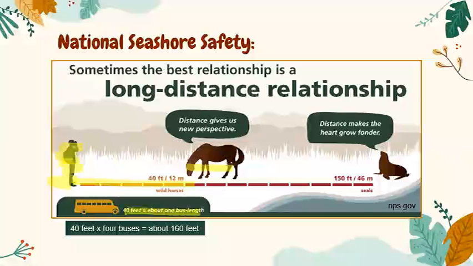Now, if we're talking about wild seals, we want to stay about 150 feet away from them. And that would be close to 4 buses long, because 4 buses long would be about 160 feet. And 160 feet is about 10 feet different from the 150-foot mark. So keeping your distance from these animals and allowing them to be wild animals is very important.